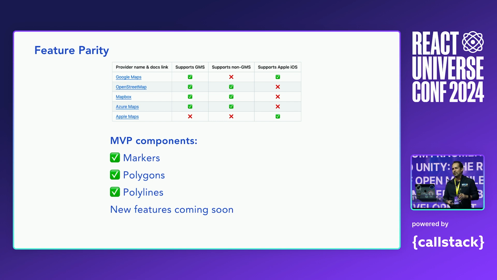And of course, there is more to it. There are more features that are part of the maps, markers, polygons, and polylines, but there is much more. So we need to bring more into these modules. But right now, for an MVP, these are the components that we support, which we believe will cover many of the use cases of our partners.